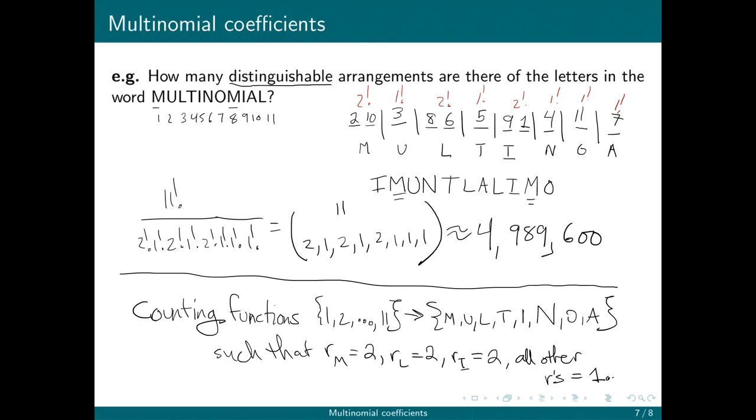Quick note, if you didn't like the fact that in the other examples we were assigning our elements numbers instead of letters, remember that in a finite set you can rename the elements to be whatever you want. So we could think of M as a 1, U as a 2, L as a 3. I just didn't want to do that because we already have numbers in our other set.